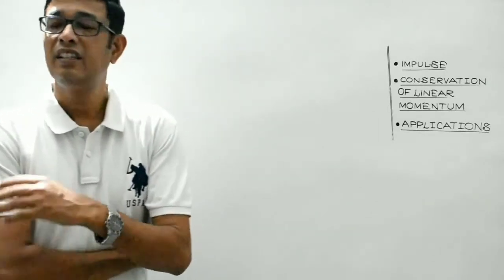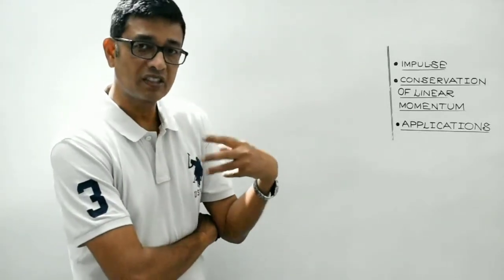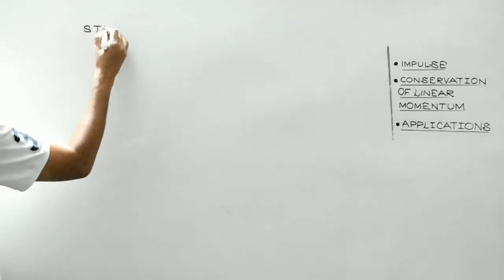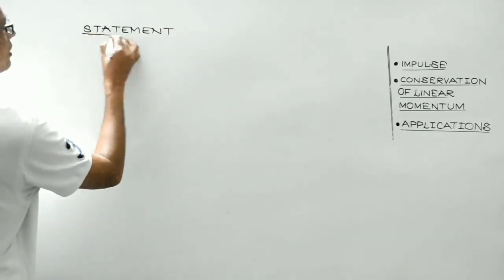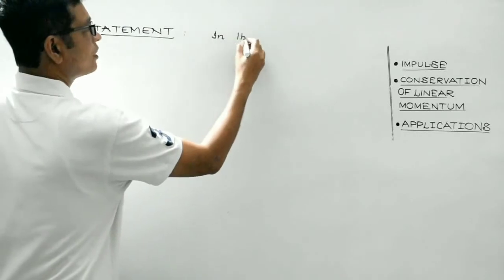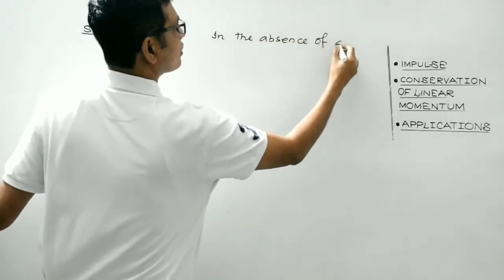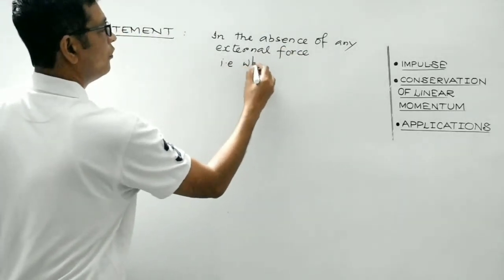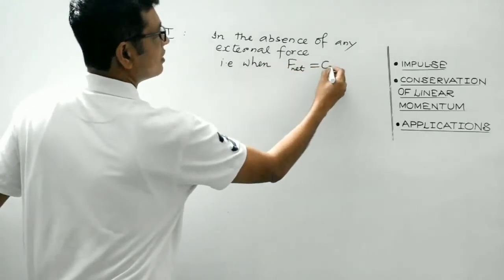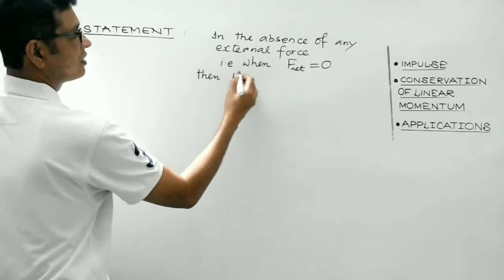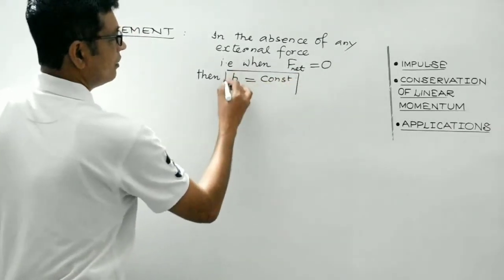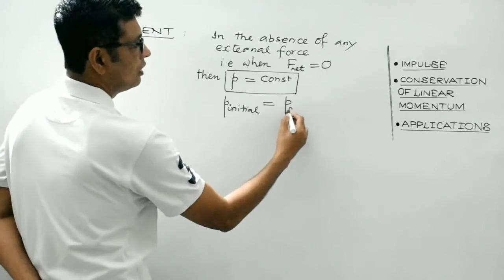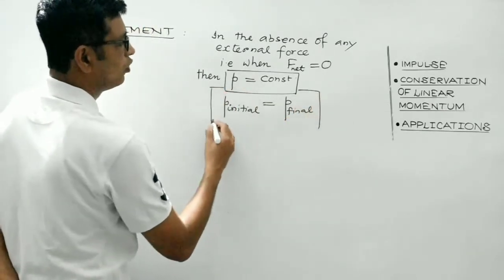What it means is that in the absence of any external force, the initial momentum of the system must be exactly equal to the final momentum of the system. Right? So, let's first discuss the statement of the law of conservation of momentum. In the absence of any external force, that is, when the net external force acting on a system is zero, then the momentum of the system is constant. Momentum of a system is constant means the initial momentum of the system must be exactly equal to the final momentum of the system. So this is what we are going to verify.